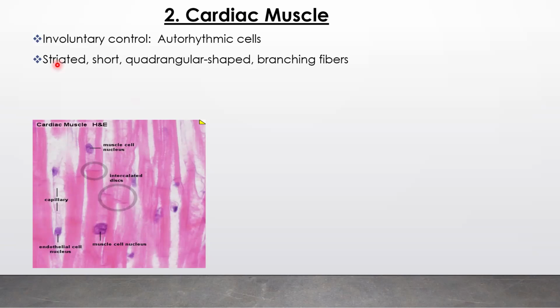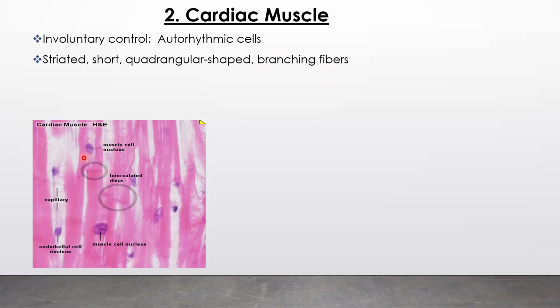Striated means they have regions of fiber, regions of dark zones and light zones. Then they are short, they are quadrangular in shape, and they have branching fibers. So if you contrast skeletal muscles and cardiac muscles, we find that skeletal muscles are long, cardiac muscles are short, cardiac muscles are quadrangular in shape, skeletals are symmetrical in nature, then you have a branching pattern that is present in cardiac, which is absent in skeletal muscles since they are parallel to one another.